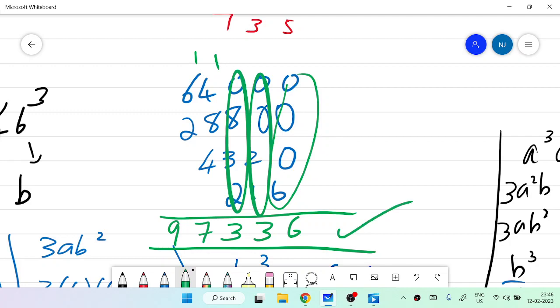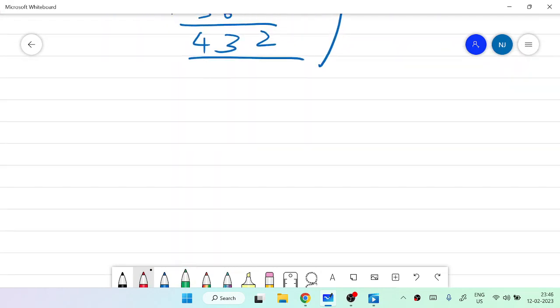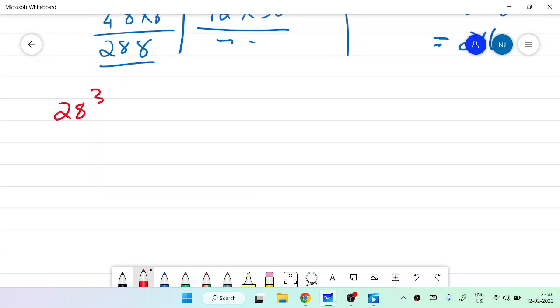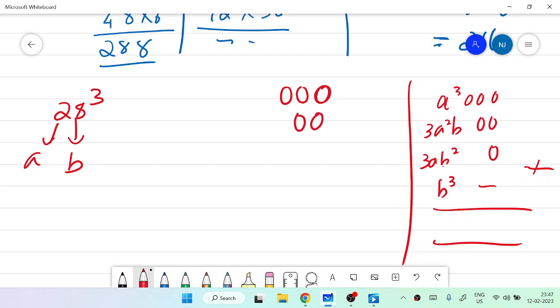Okay. Finally, we will do one problem and wind up this class. The final problem would be for 28 cube. Okay, so I'm going to do it for 28 cube. Here the value of 2 would be like A, the value of 8 would be like B. Okay, so I'm just writing the skeleton, which is A cube and then 3 zeros. 3A square B, 2 zeros. 3AB square, 1 zero. And then b cube with no zeros, and then add all those numbers. So here, first of all put 3 zeros, 2 zeros, 1 zero, likewise, to ease the calculation.